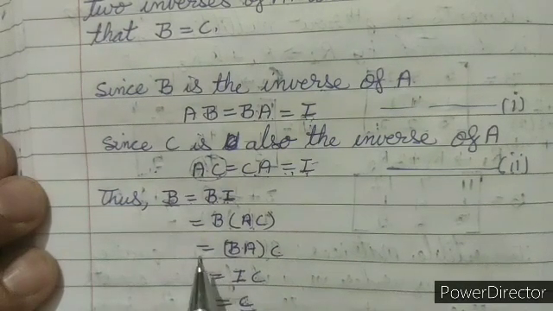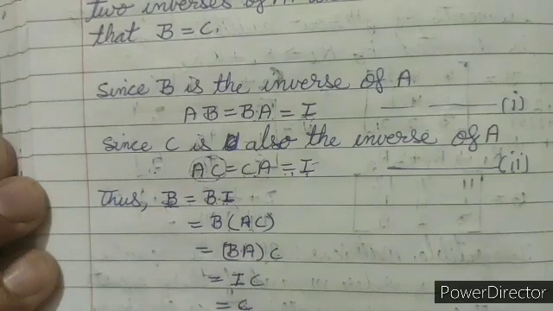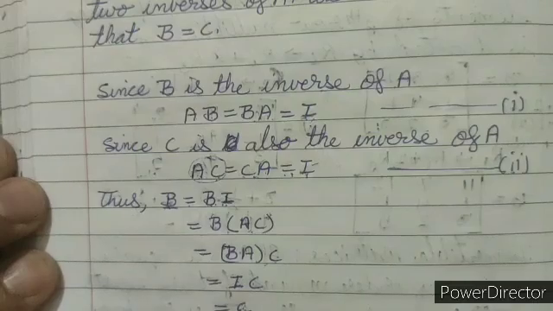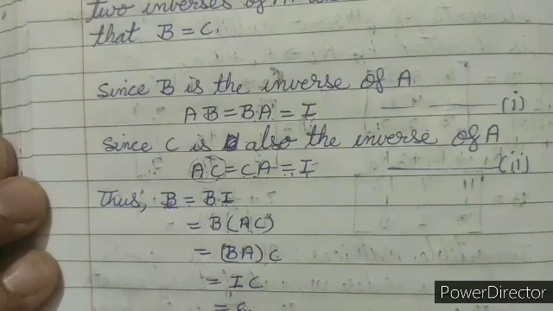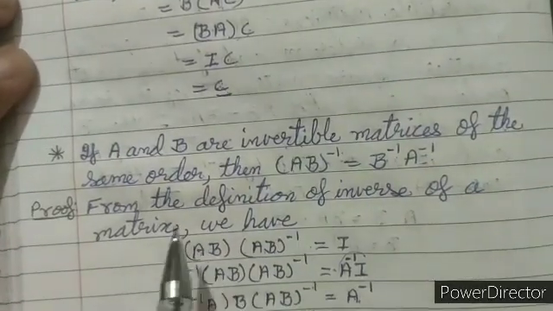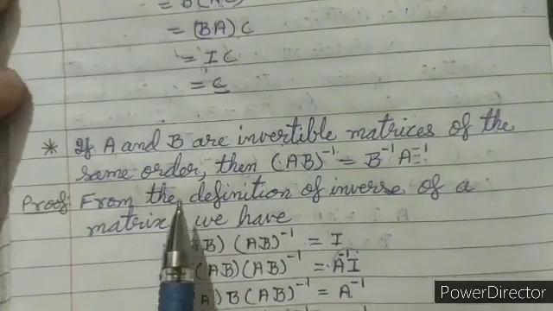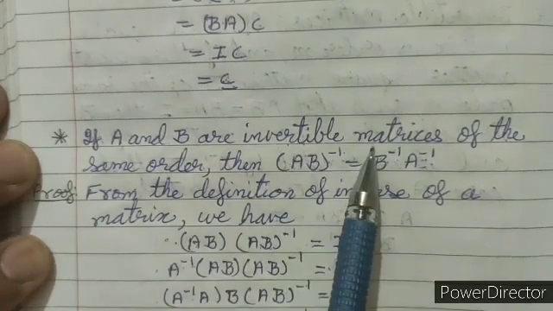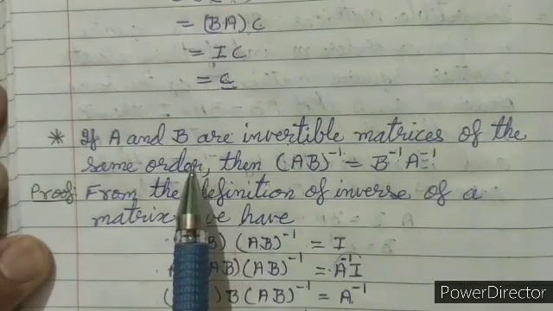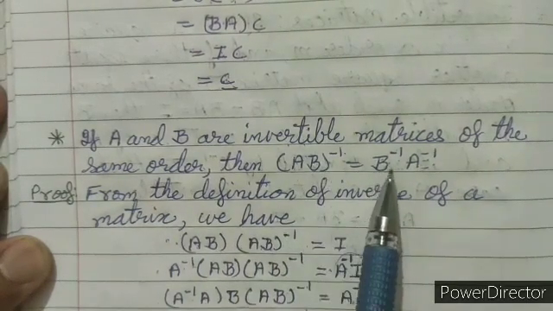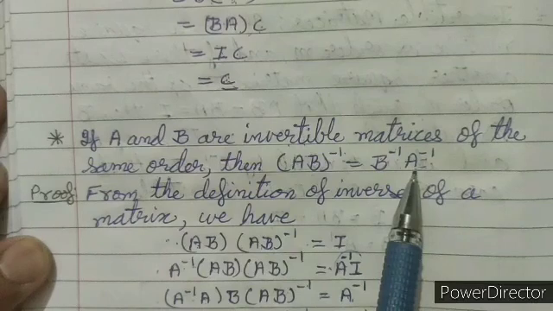That means every square matrix has a unique inverse if its inverse exists. Now the second one: if A and B are invertible matrices, two matrices A and B, and they are invertible and of the same order, then (AB) inverse is equal to B inverse A inverse.